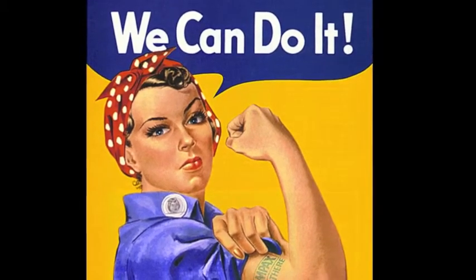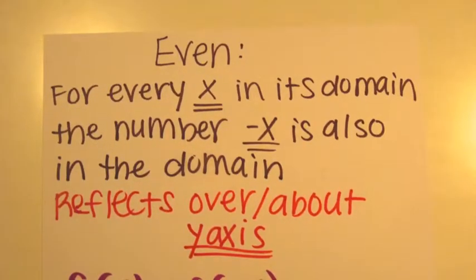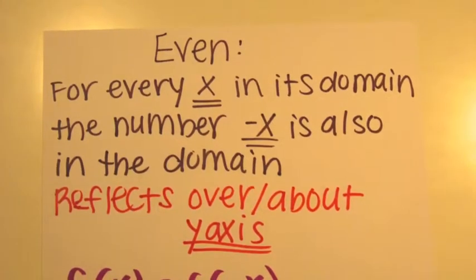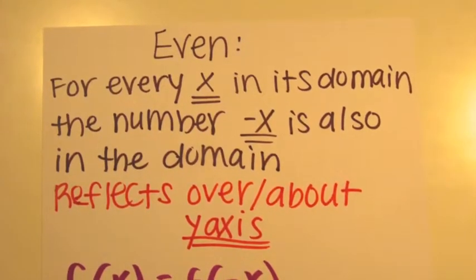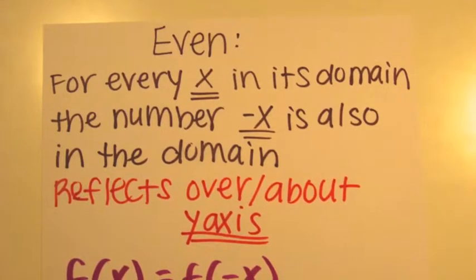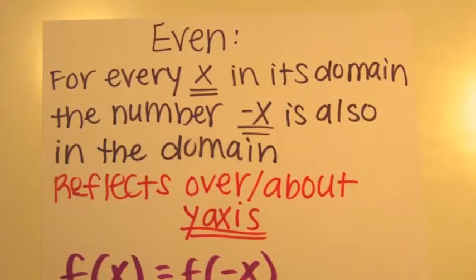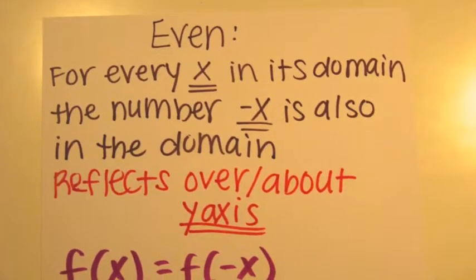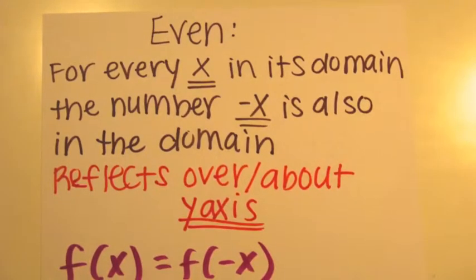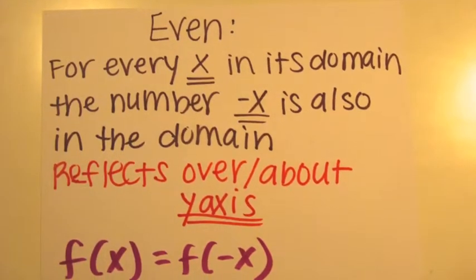Let's check it out. Let me first define a few terms for you. An even function is, for every x in its domain, the number negative x is also in the domain. An even function reflects over the y-axis, and its equation is f of x is equal to f of negative x.